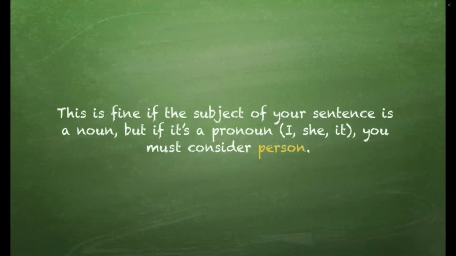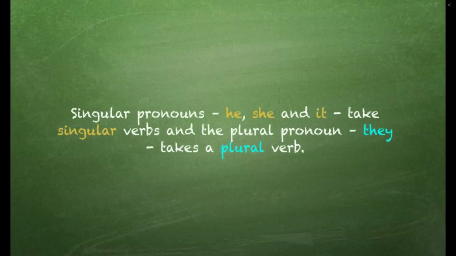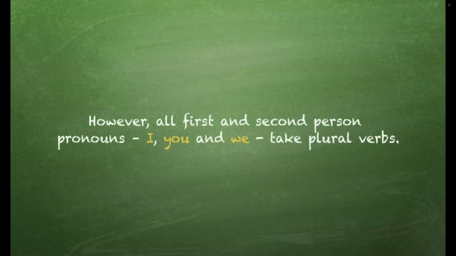This is fine if the subject of your sentence is a noun, but if it's a pronoun, I, she, it, you must consider person. Third-person pronouns behave like nouns. Singular pronouns, he, she, and it, take singular verbs, and the plural pronoun, they, takes a plural verb. However, all first and second person pronouns, I, you, and we, take plural verbs.